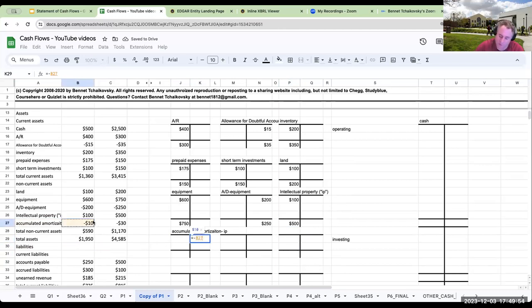So the KISO question I did the other day, they didn't do this. I like to use the accumulated amortization. It's like depreciation, but for intangible assets. So we've got our total assets. Now let's go on to our liabilities.